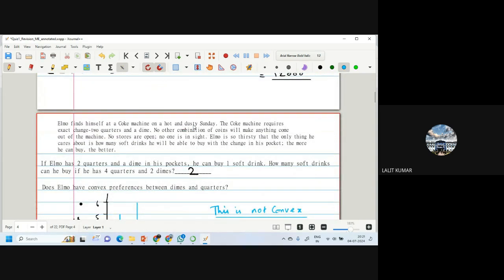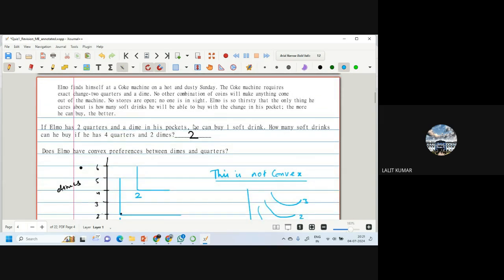Now this is also an easy question. Elmo finds himself at a Coke machine on a hot and dusty Sunday. The Coke machine requires exact change, 2 quarters at a time. So this is a Leontief. Remember this: when they say exact, 2 quarters at a time, no other combination. Leontief is a 2-1 combination.